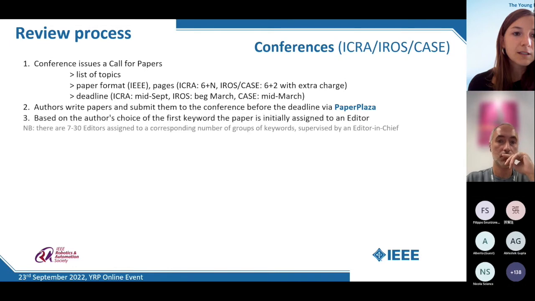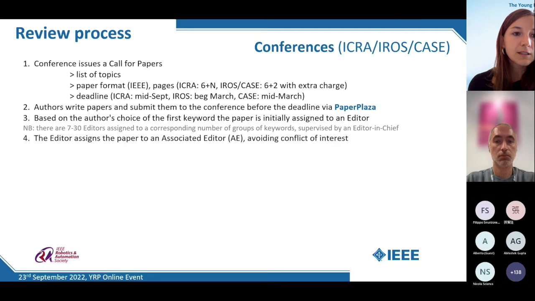This is based on the author's choice of the first keyword. The keywords, as you know, are the words that describe the topic of your paper. Based on the first keyword that you choose, the paper is initially assigned to an editor. In general, there are several editors depending on the conference. We may have, I think, 7 editors for CASE, while there are 30 for IROS or something similar. So we have between 7 and 30 editors for a conference that are assigned a corresponding number of groups of keywords, and all these editors are supervised by an editor-in-chief.